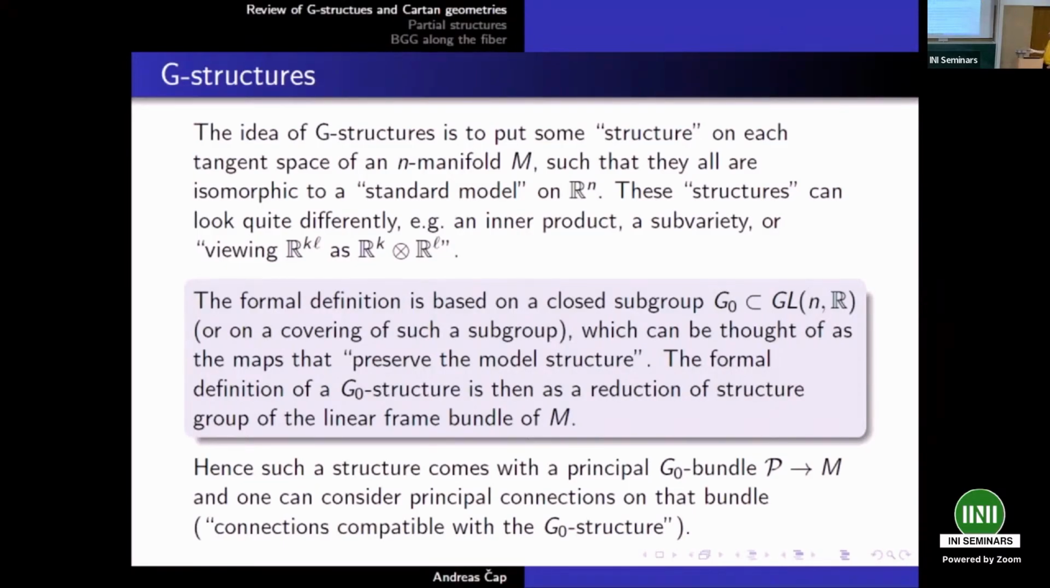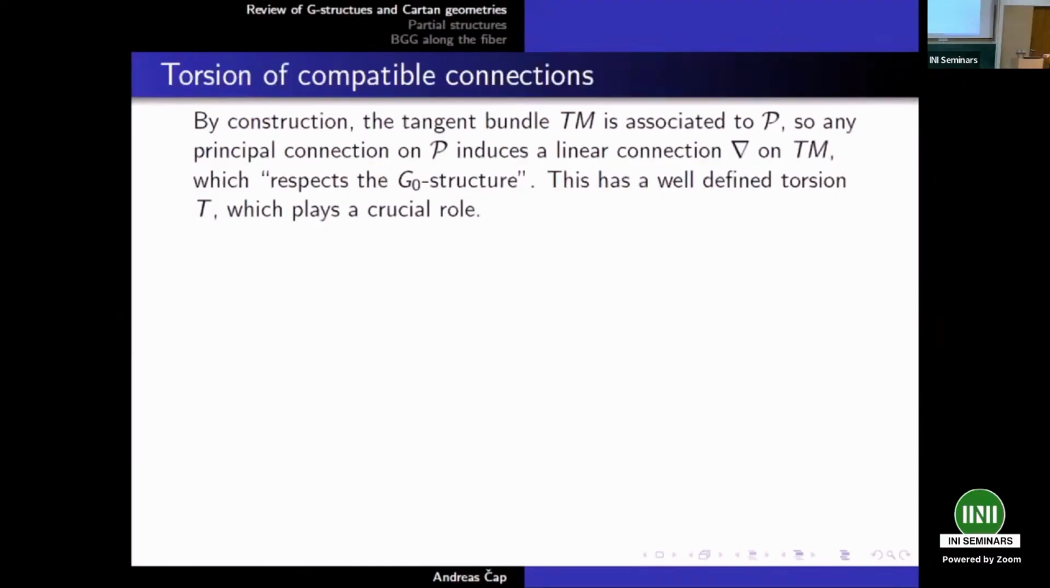So we have principal connections on this principal bundle, and these are referred to as connections compatible with the G0 structure. And again, in terms of the explicit description of the structure, it may be pretty complicated to say what it means to be compatible with the structure, but there is a very simple uniform concept that you have here, and you can make this explicit in any case you're interested in. Now, by construction, because you have constructed it as a reduction of structure group of the linear frame bundle, the tangent bundle TM is associated to this given principal bundle P. So whenever you have such a principal connection on P, you get a linear connection on the tangent bundle. And as I said, this respects the G0 structure, whatever this means.